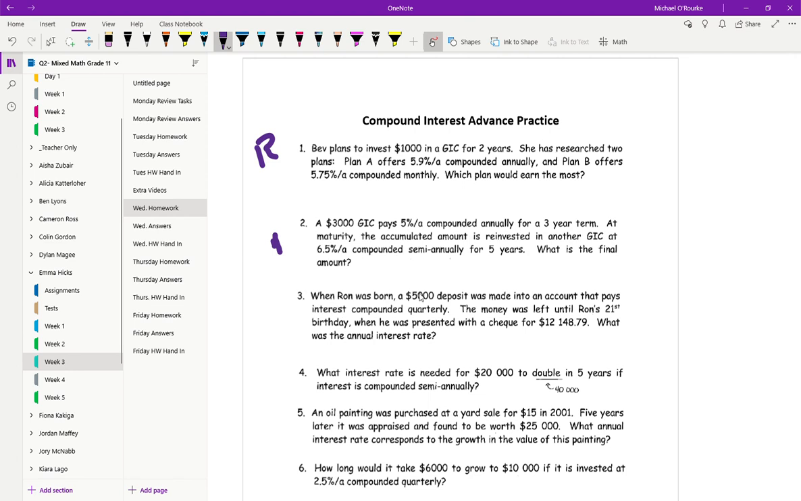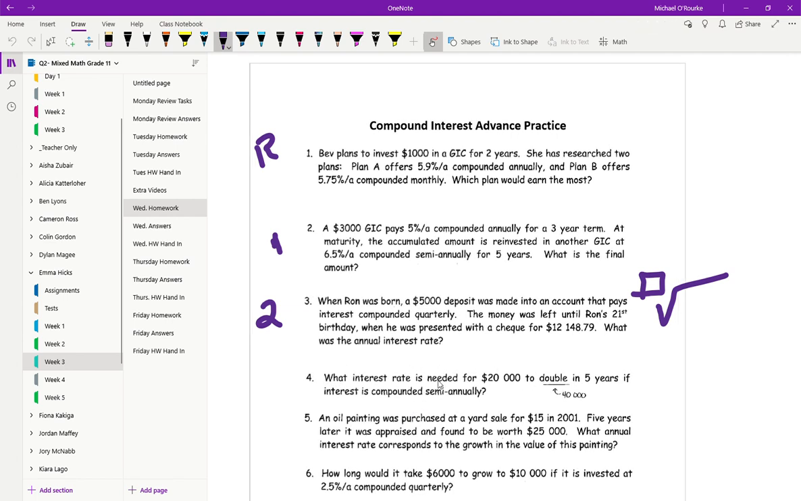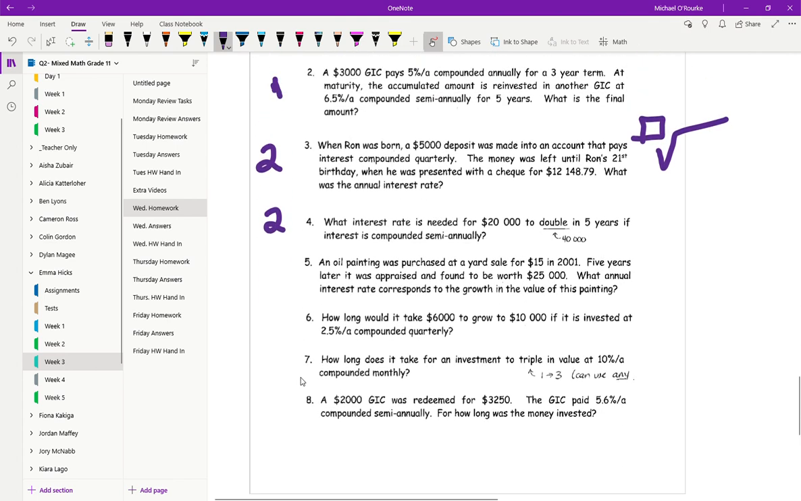This one here, when Ron's born, he gets $5,000 deposited. When he's 21, he gets this. At what rate was it? That is a question 2 question, where you have to take the certain square root of it. Okay? This one here, what's the interest rate? Same as that. That's a question 2 question. Oil painting, the interest rate is a question 3 question. Oops, that's a horrible 3. How long would it take? Oh, sorry, that's a question 2 question. My fault. I believe it's a question 2, if I'm not mistaken.